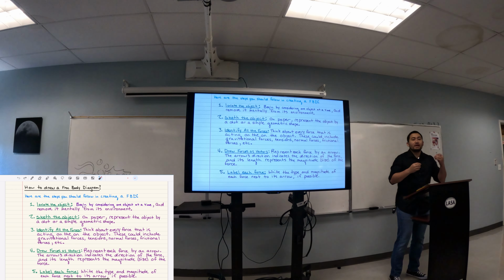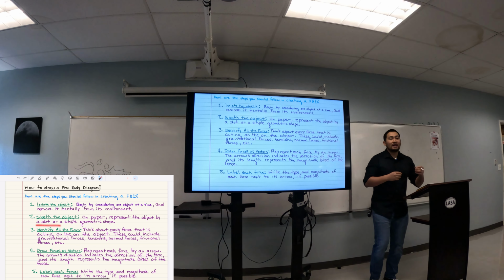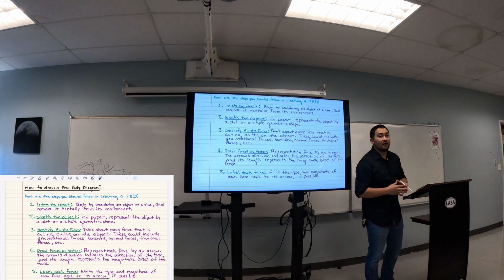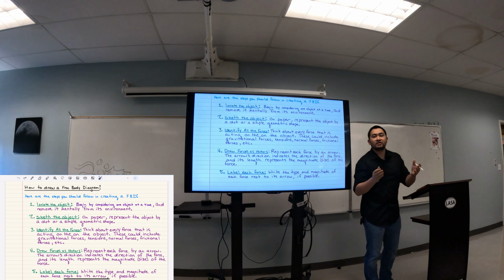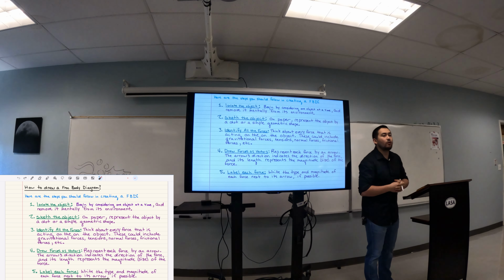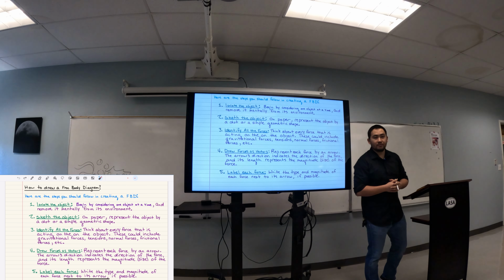Then we want to make sure we know and can conceptualize every single force that might be acting on that object. A lot of times it's going to be force due to gravity. Sometimes it will be the normal force. Sometimes there will be tension force. Sometimes it will be applied force. Sometimes it will be friction force. Okay? Make sure that you are able to identify every single force that might be acting on that object.